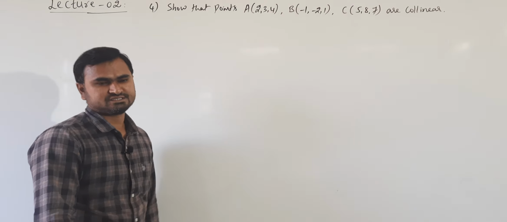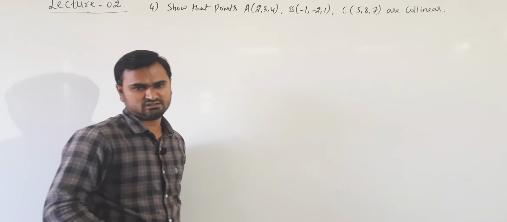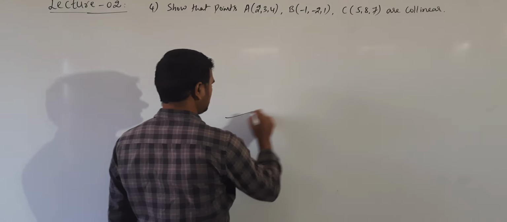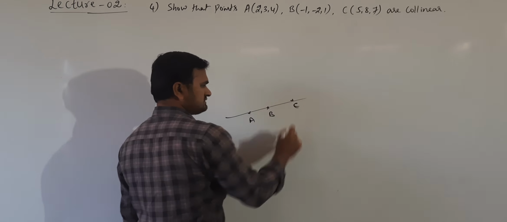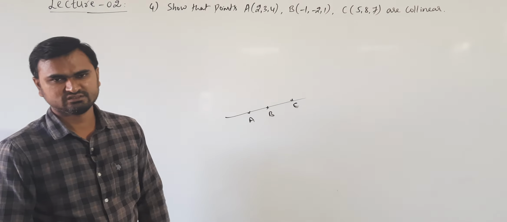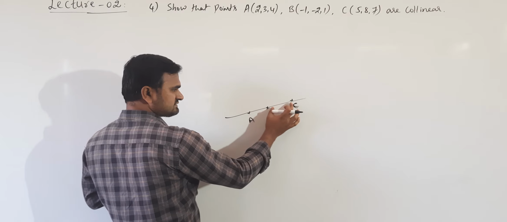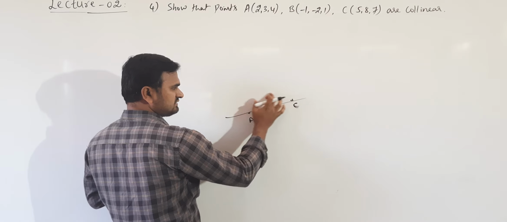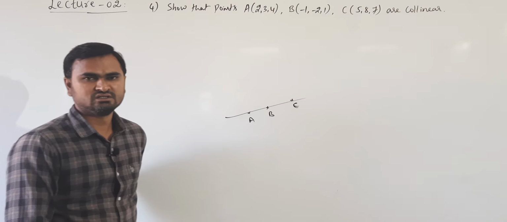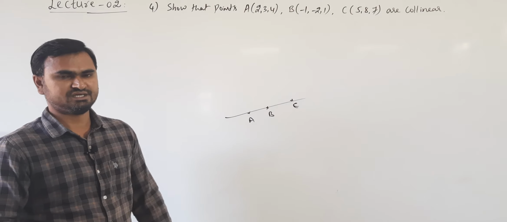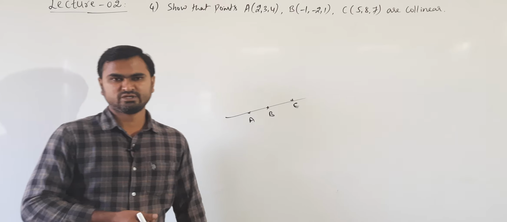At the start we discussed how to prove that 3 points are collinear. One method is using the distance formula, which we already studied in lower classes. Find the distance AB, the distance BC, and the distance AC. If the sum of two distances, like AB plus BC, is equal to the third distance AC, then we can say that the points are collinear. That is one method.